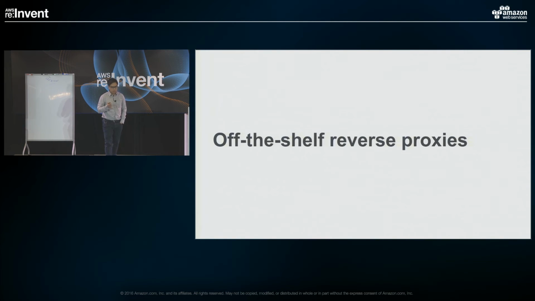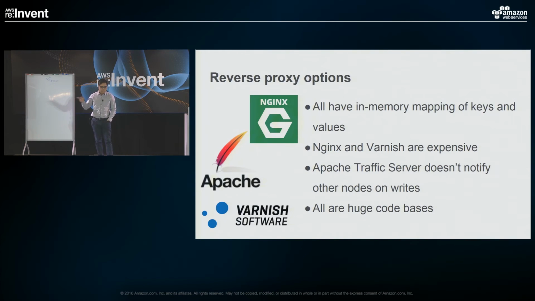So when we were looking for reverse proxies, we looked at the open source reverse proxies out there, the heavy hitters: Nginx, Apache Traffic Server, Varnish. All of them have a problem of having in-memory mapping of keys and values when we looked at them. So if you're trying to store, for our instances, 30 billion records, in memory we're carrying around 30 billion keys and values. And that wasn't scalable for us. Nginx and Varnish were also at the enterprise level really expensive. And Apache Traffic Server doesn't notify other nodes of writes, at least at the time we were looking at it.